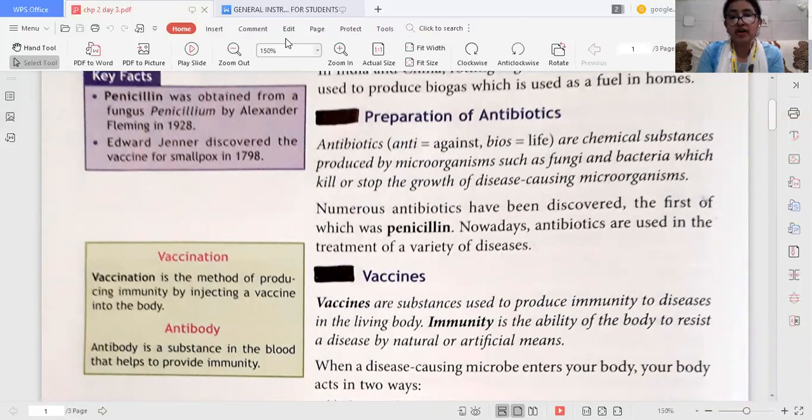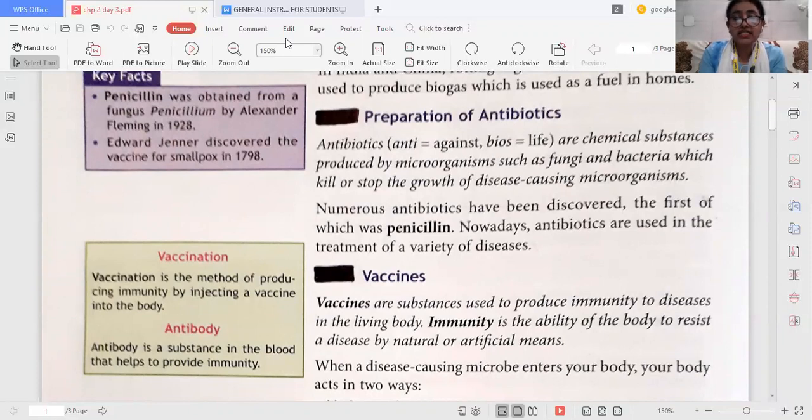Numerous antibiotics are there, but the first antibiotic was penicillin, which was obtained from a fungus, Penicillium notatum. It is Penicillium notatum, and it was discovered by Alexander Fleming.